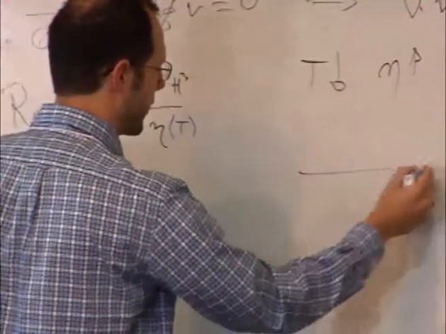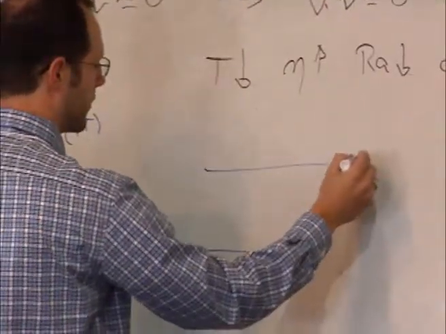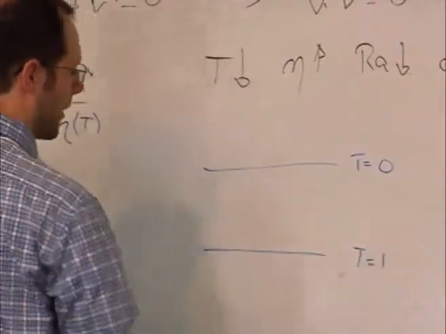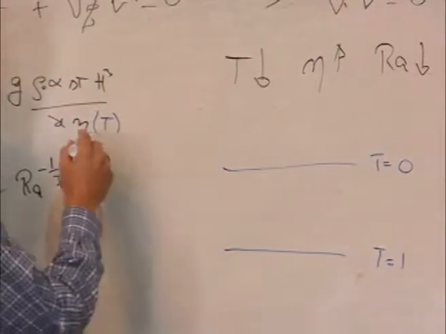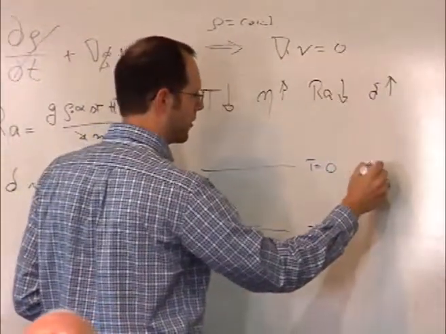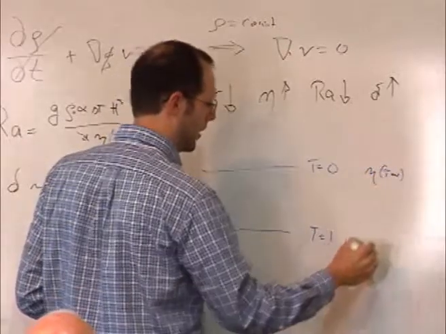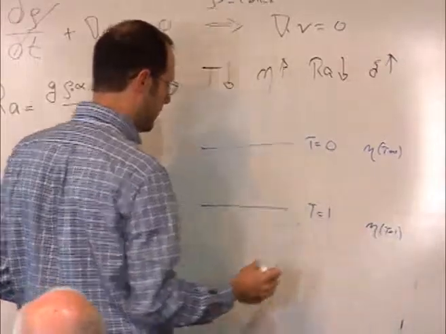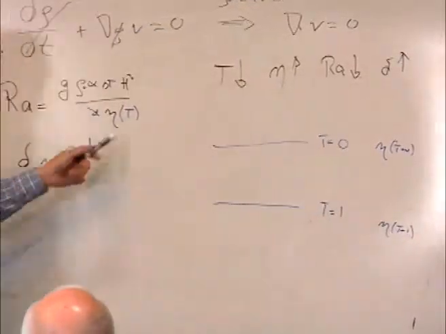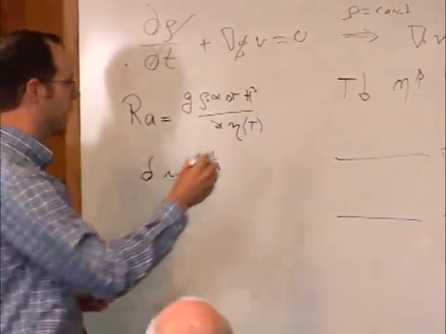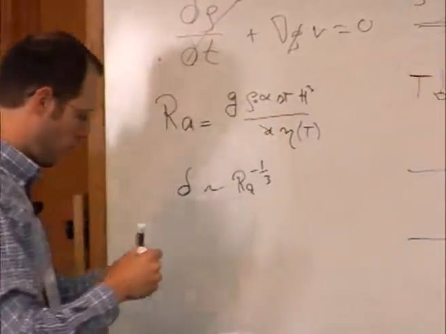If I have my fluid layer here, the surface is cold and the base is hot. Then my viscosity would depend on temperature, so I would have a high viscosity here and a low viscosity here. Basically, I'm allowed to define two different Rayleigh numbers, or I could take the average viscosity and put it in here.